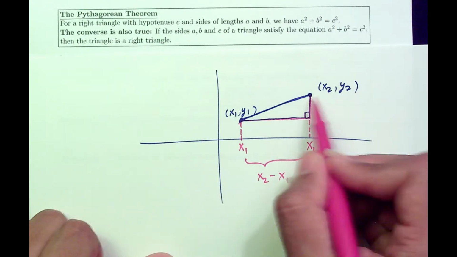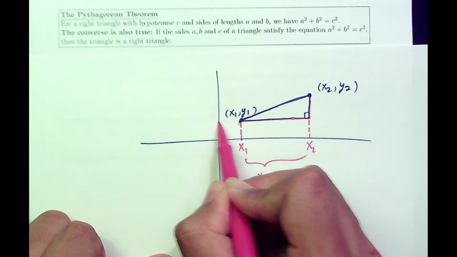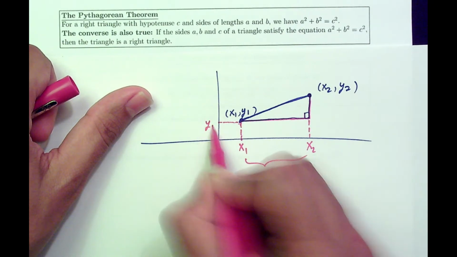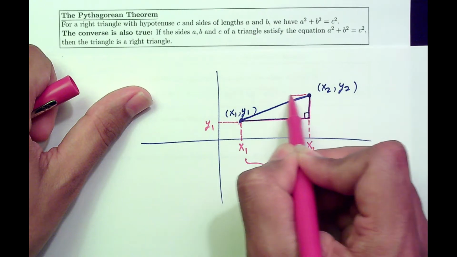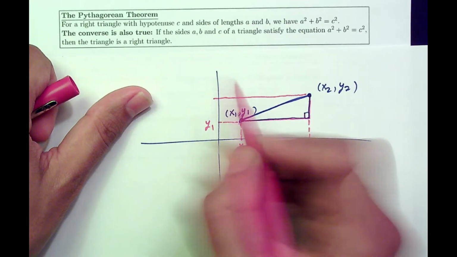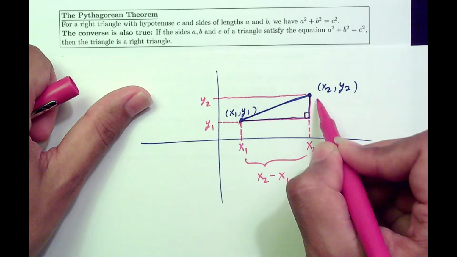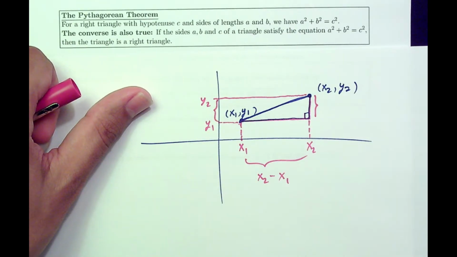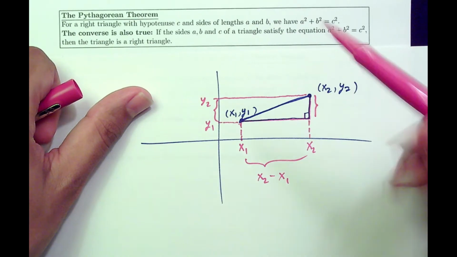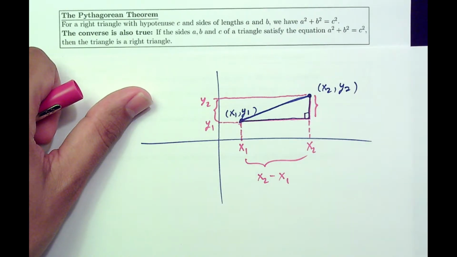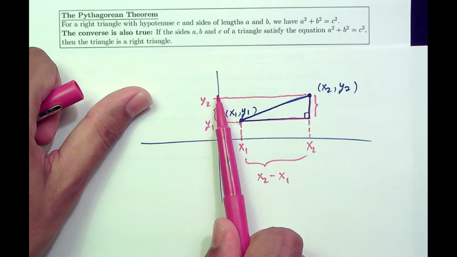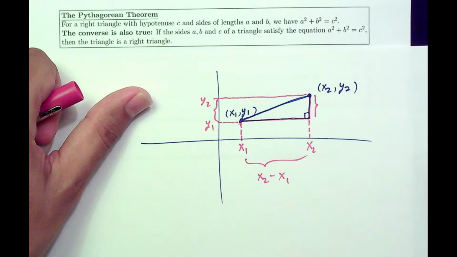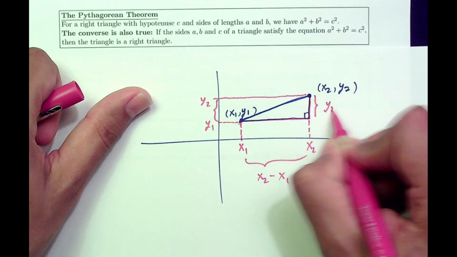And to figure out this distance, if the coordinates of this point are x1, y1, that means this is y1 here, and this right here should be y2. This distance right here is exactly the same as this distance right here. And again, how do you figure out this distance? You just subtract. For example, if that is 2 and that is 5, the difference would be 3, you do 5 minus 2. So this would be y2 minus y1.